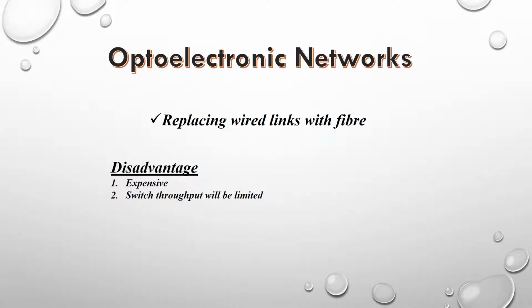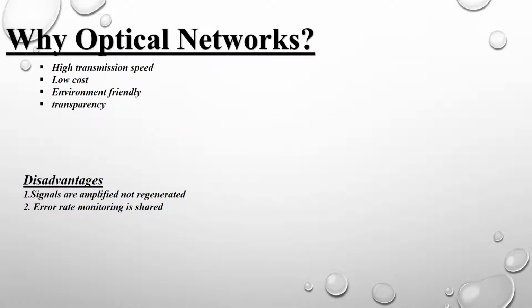Optoelectronic networks are formed by replacing wired links with fiber, but the disadvantages are that they are very expensive and switch throughput will be limited. So the next option is optical networks. They provide high transmission speed, low cost, are environmentally friendly, and provide transparency. They also have some disadvantages. Their signals are amplified, not regenerated. Error rate monitoring is hard.